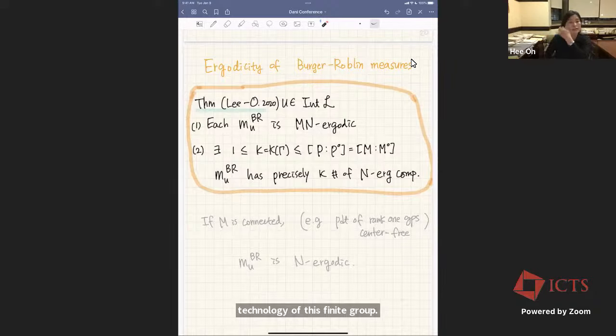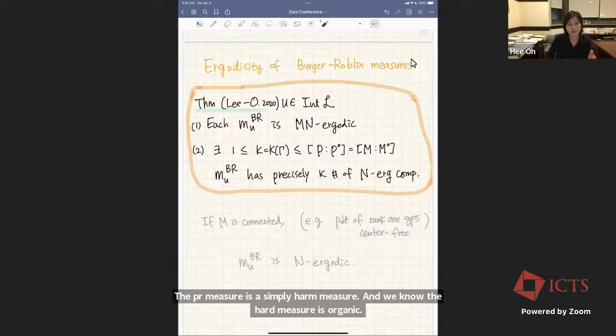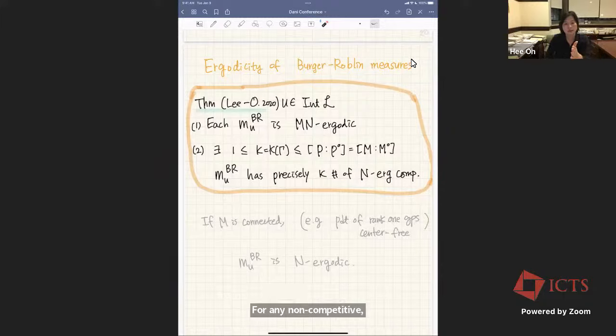So in the lattice case, this normal subgroup will be all of M, so you don't see it. Of course, in the lattice case, the BR measure is simply Haar measure, and we know the Haar measure is ergodic for any non-compact closed subgroup, right? But in the non-lattice case, it's not one in general. And then, for instance, for the Hitchin representation case, it is exactly the full cardinality of this finite group. Okay, thank you.